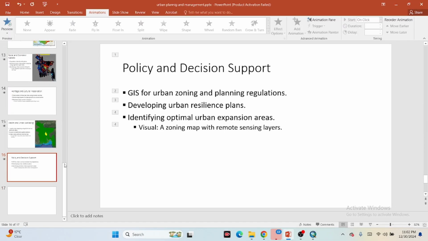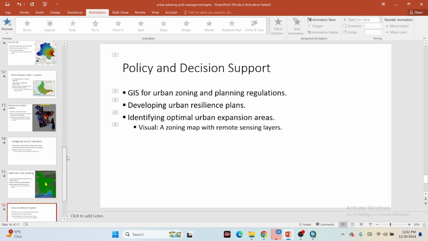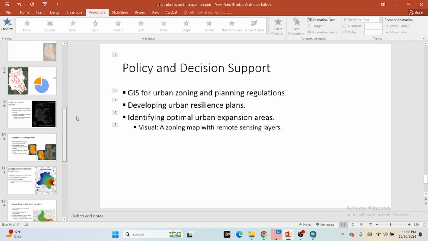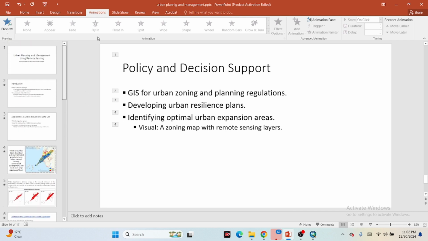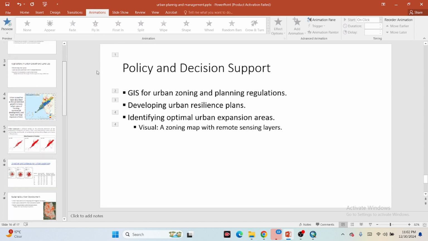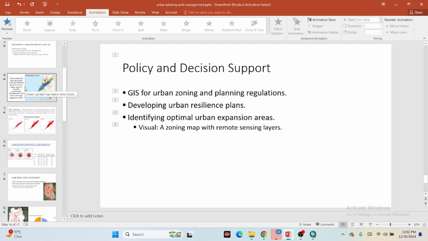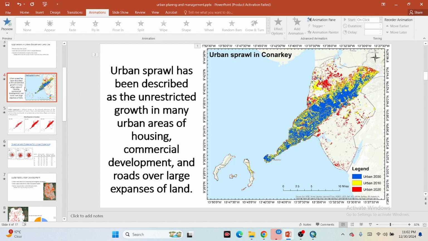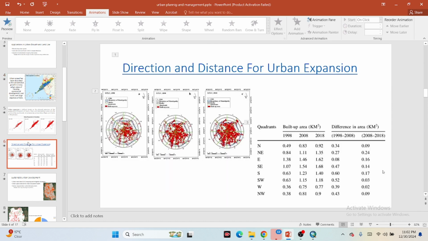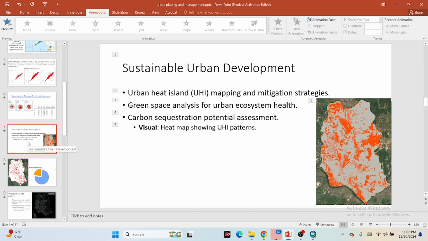I'll try to complete them one by one, because all of these topics are very important for urban development and management. So let's go ahead. I hope you already know how we can easily make land use land cover classification mapping, so I simply skip this part and start from urban sprawl and urban expansion, then direction and distance. Further, urban heat island, I hope you already know how we can easily detect it.